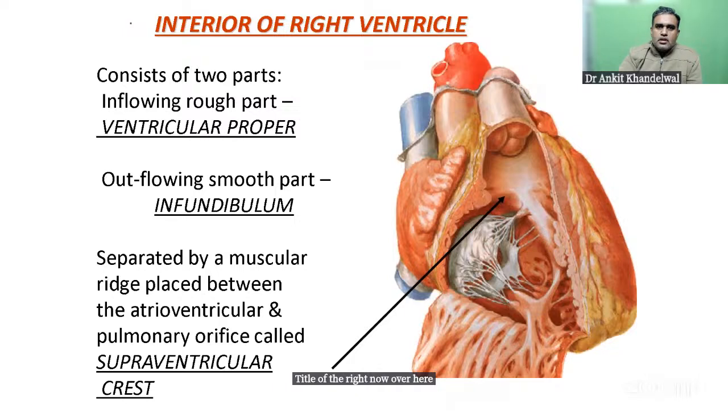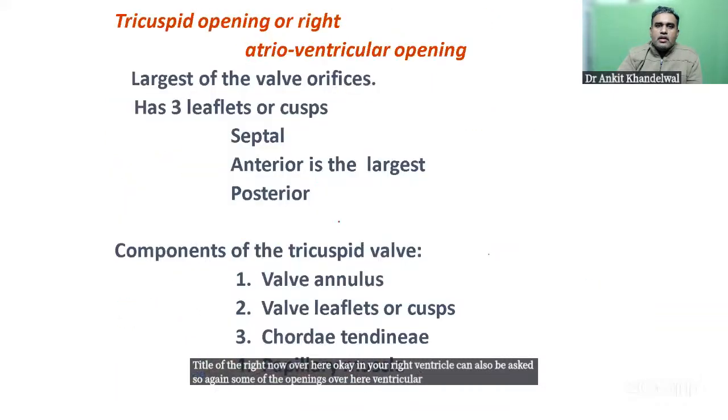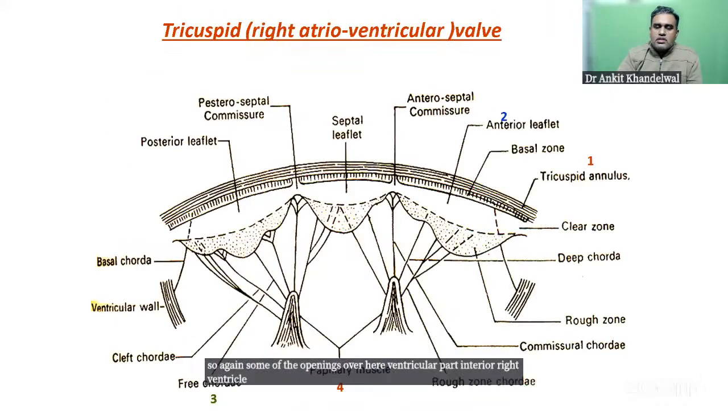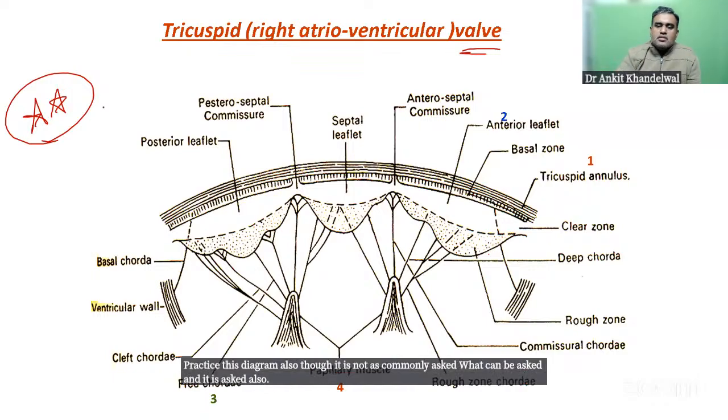Okay. Interior of the right ventricle can also be asked. So again, some of the openings over here, ventricular part. And yeah, a question can come on the walls also. So tricuspid valve having 3 valve leaflets. Practice this diagram also. Though it is not as commonly asked, it can be asked, and it is asked also. So practice this valve diagram.